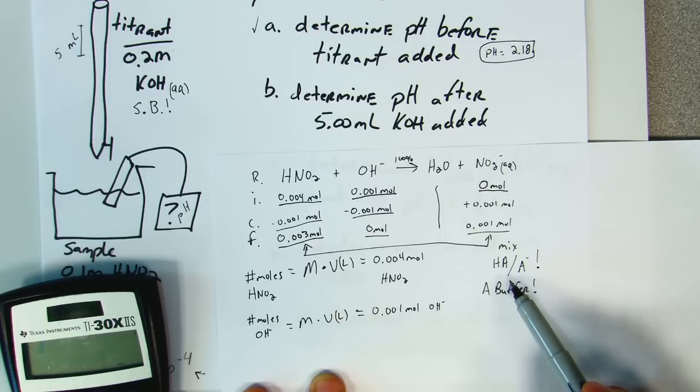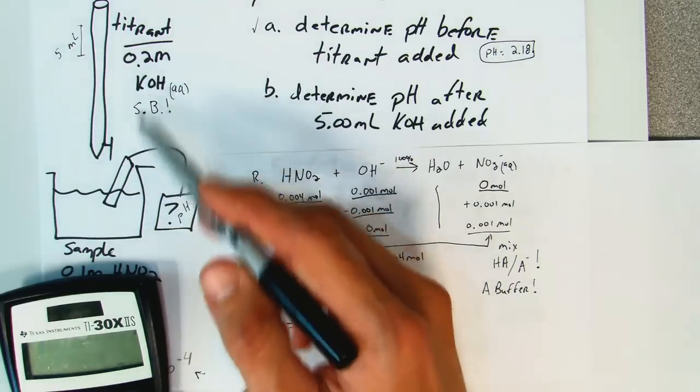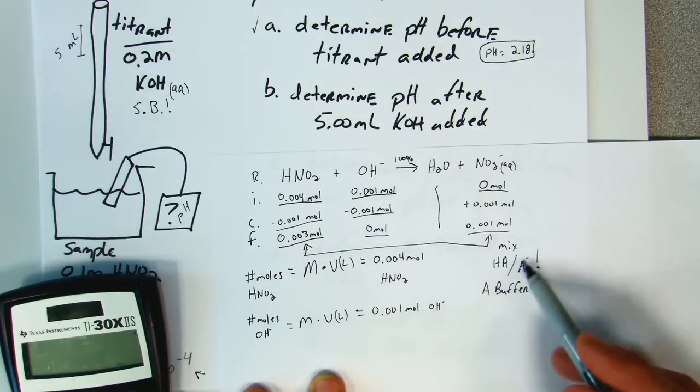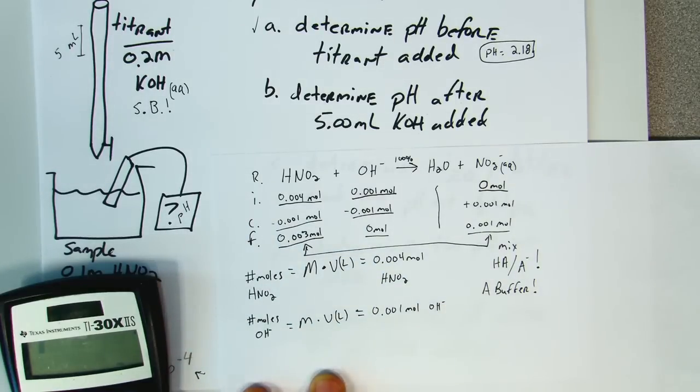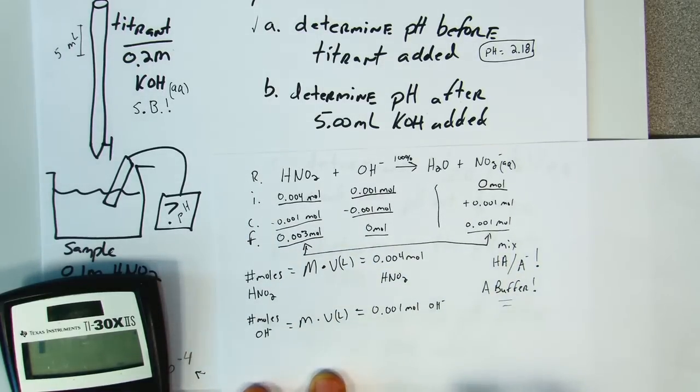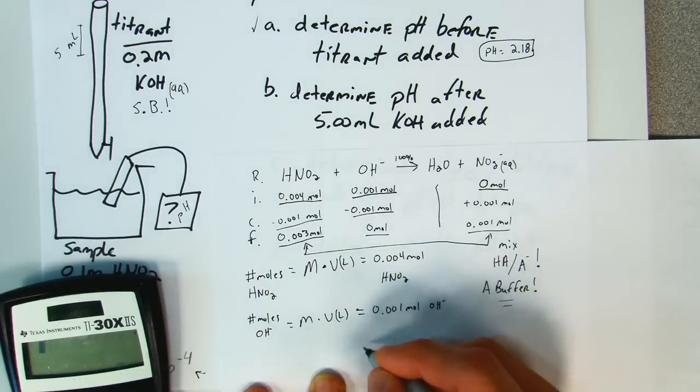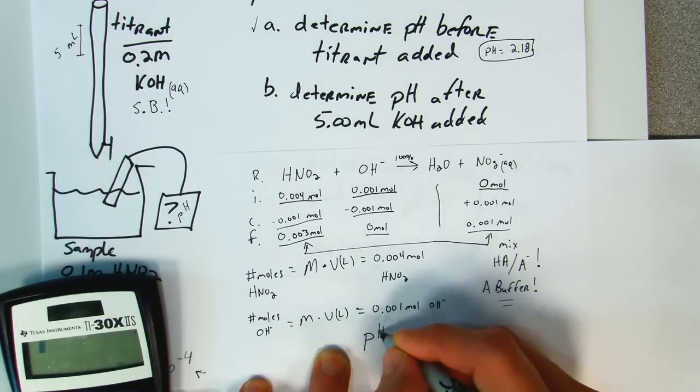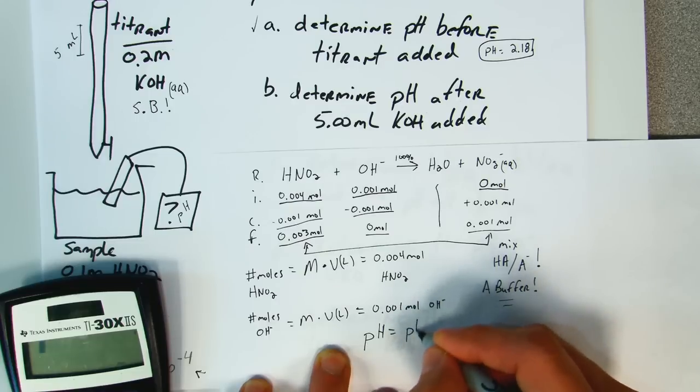But you don't have to buy both chemicals from a chemical supply house. You can actually just buy the acid and then come in and titrate it with some strong base, and you make the conjugate base in the solution. Now, whenever you have a buffer solution like this, you can always use our very friendly HH equation, Henderson-Hasselbalch, right?